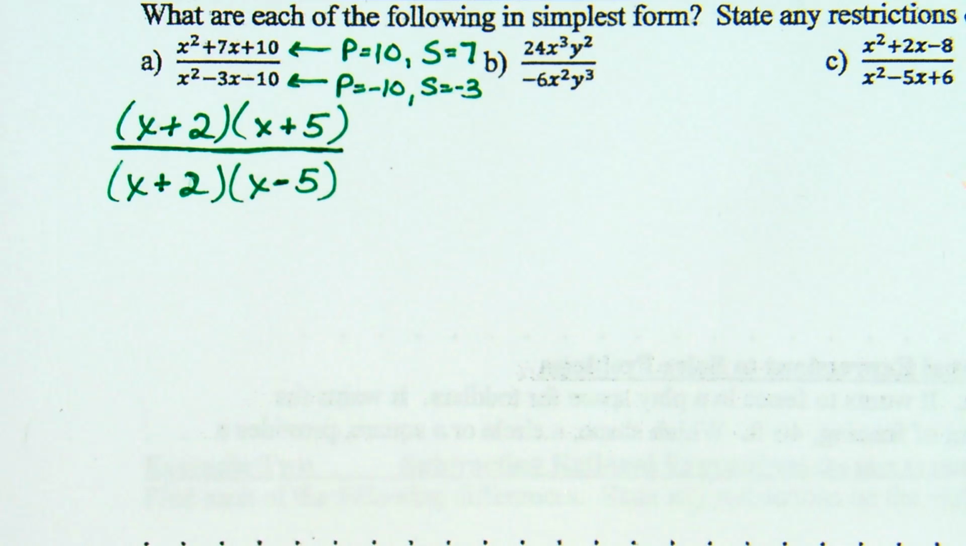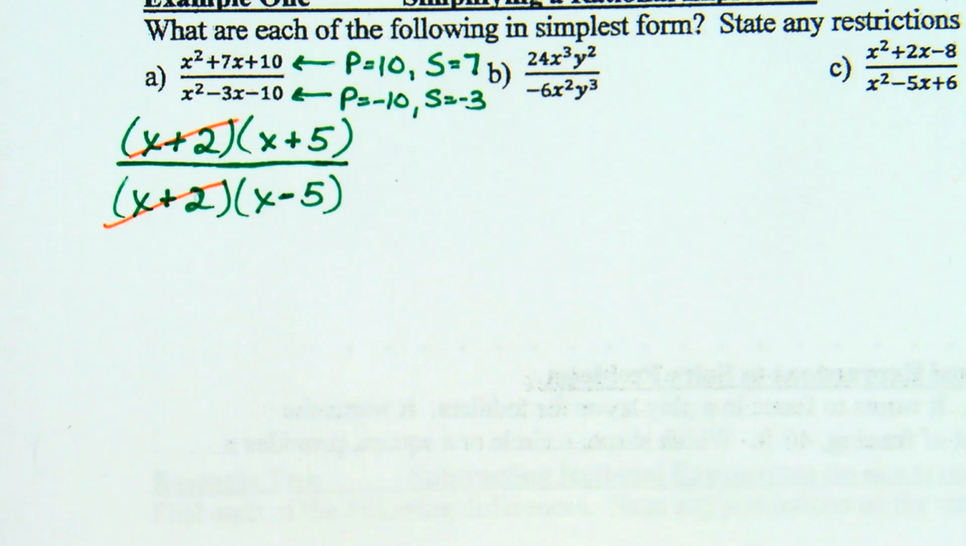Okay, we factored. Can we reduce? Can I reduce anything? Yeah. I have a common factor of x plus 2 with a common factor of x plus 2. Those can cancel. What about the others? Do they cancel? No. They have to be identical, folks. An x plus 5 is not identical to an x minus 5. So those remaining pieces is your answer to the simplification problem.